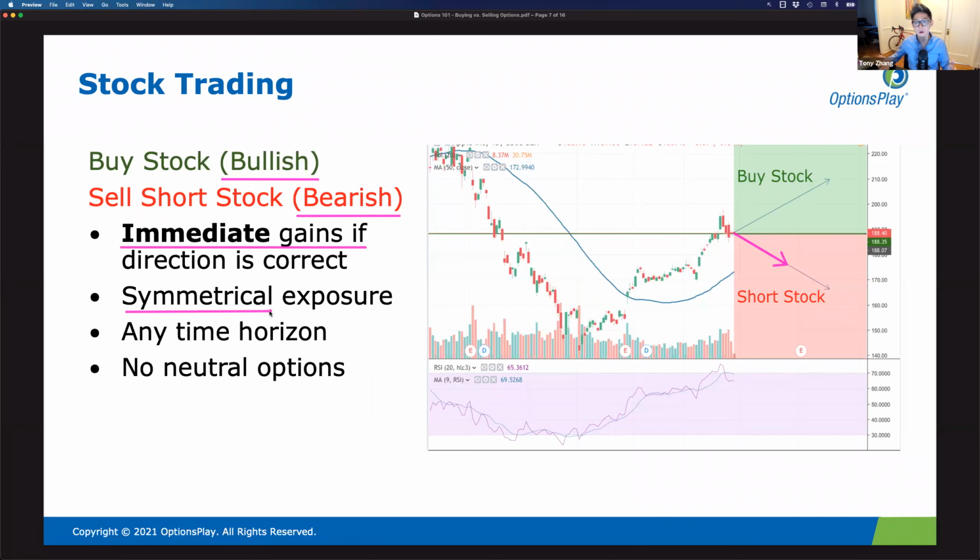So it's really easy to understand. This is why stock trading from a conceptual perspective is relatively easy to wrap your head around. And you can buy a stock and hold on to it for as effectively as long as you want, especially if you're trading on a cash account, because once you buy the stock, there's no time horizon on it. You can hold on to it for as long as you want. The only limitation with stock trading is that there are no neutral options. Meaning, if you think the stock is just going to move sideways, maybe you think it's going to go up a little, down a little, but you think largely it's going to stay where it is, you don't really have any neutral options.